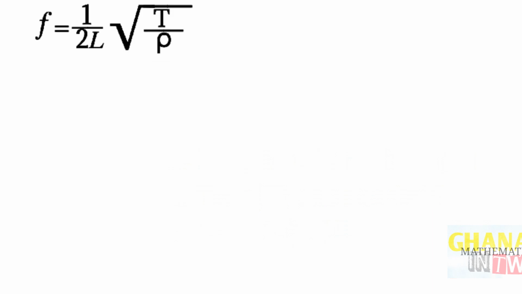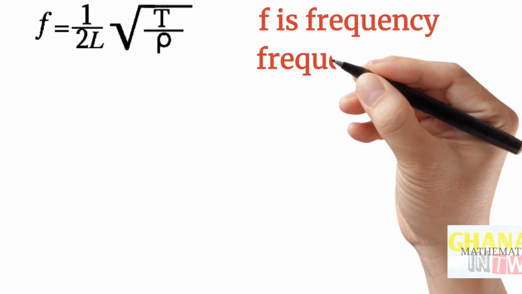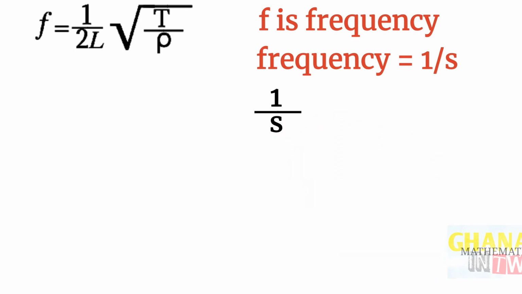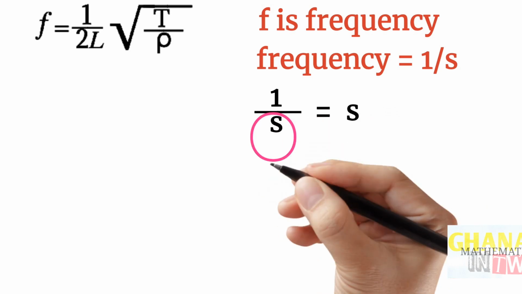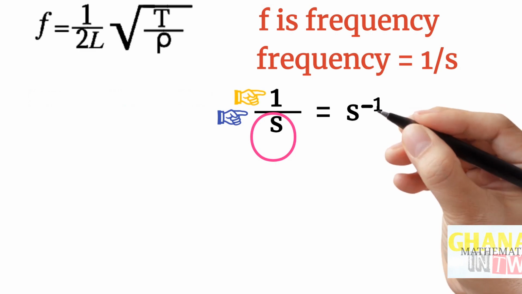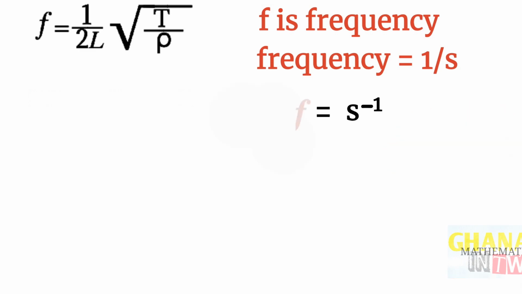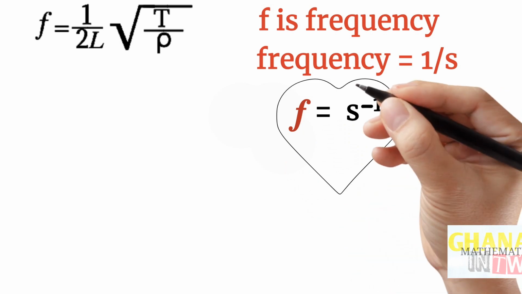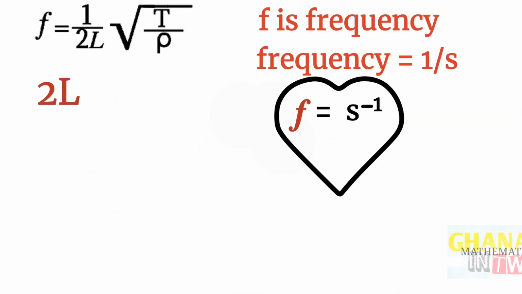So now we know our dimensions, units, and symbols. We want the dimensions of the frequency, the density, and the tension. How will we know this? We know that frequency f is 1 over s. What is s? s is second, or time. So 1 over second, or 1 over time, is the frequency. So frequency is s raised to the power minus 1. We have to get this as our final answer for f. So put this in your mind: either 1 over s or s raised to the power negative 1.